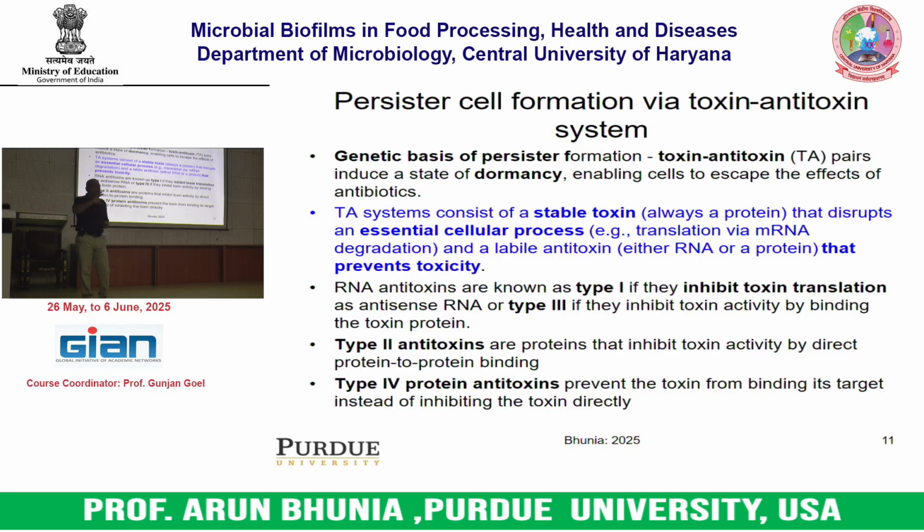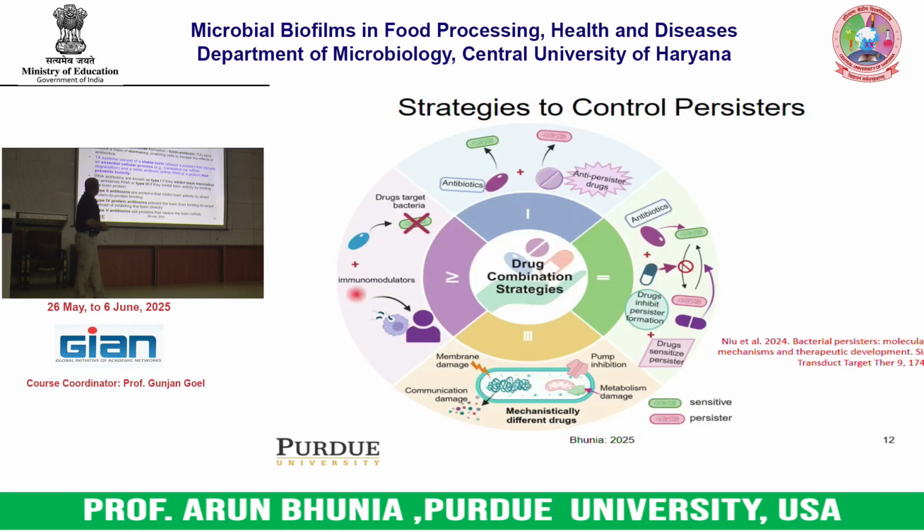This is the simple way I try to present it. So, strategies to control persistence. How do you control these persister cells? Obviously, they are a problem, right? You try to kill them with antibiotics. Some of them are not killed, but then they are still maintained. So how do you manage them, control them? This review article again took a nice approach to say you need to have a combination therapy. For example, you need to have an anti-persister drug together with antibiotics.